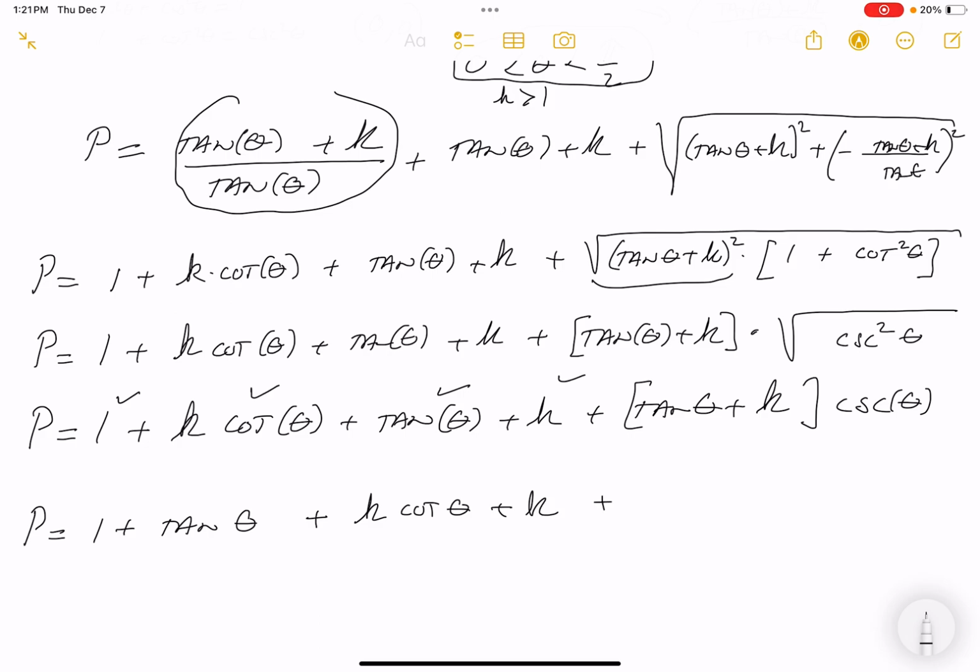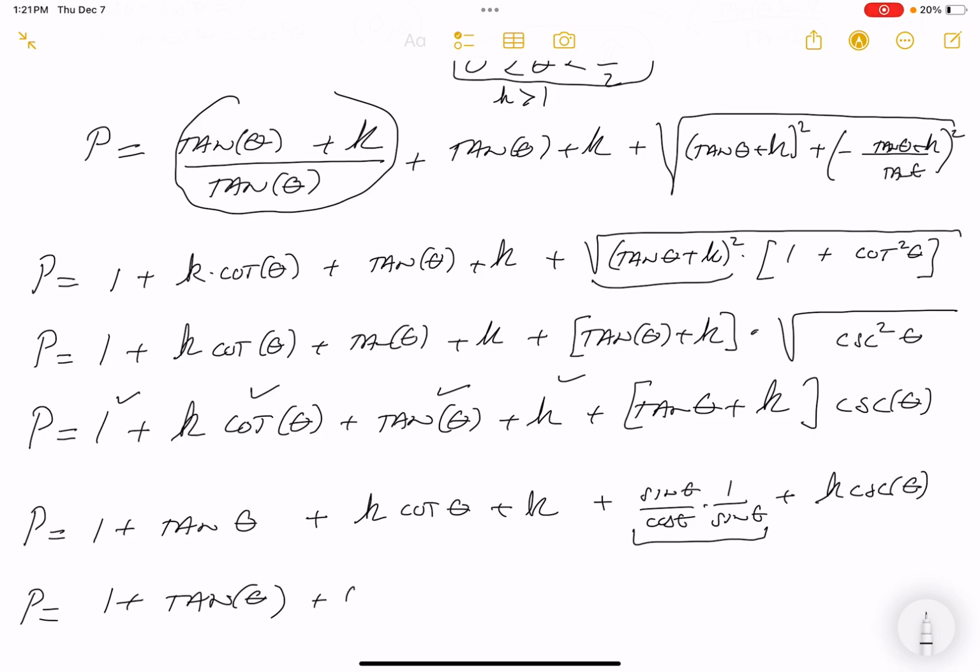And this over here, I'm going to distribute now. It's going to be tangent, which is sine theta over cosine theta, times the cosecant, which is 1 over sine theta. And that's going to be plus k cosecant theta. Let's keep moving. I get P, 1 plus tangent theta. I'm looking at this over here, and that's just secant now. All right, the sines cancel off, and I get secant. I'm going to put plus secant down.